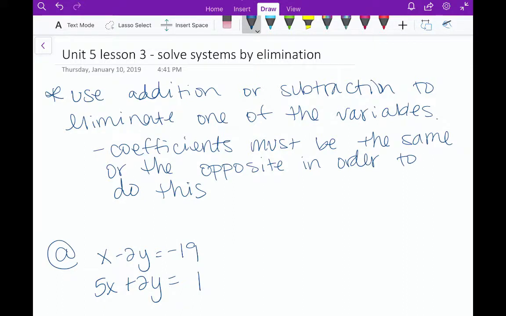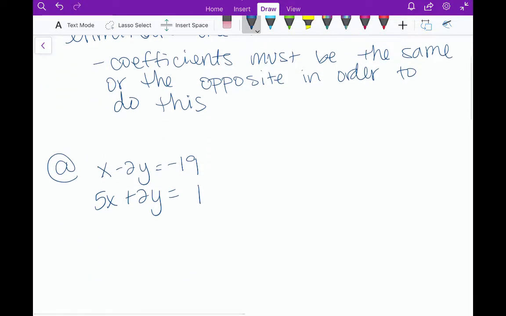This is the video for Unit 5, Lesson 3. We're going to talk about solving systems of equations using elimination. In order to use elimination, you're going to use addition or subtraction to eliminate one of the variables, x or y. In order to do this, the coefficients must be the same or the opposite. So let's look at some examples.